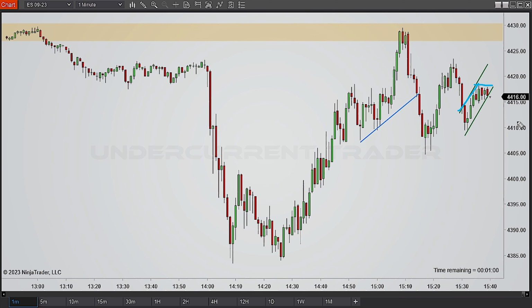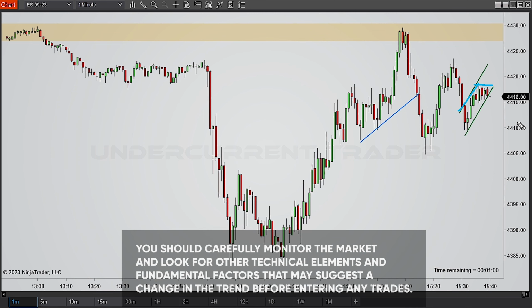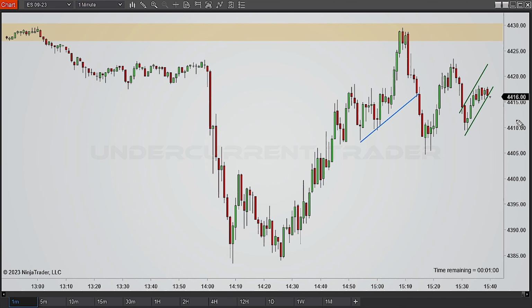This could reflect hesitation or a lack of confidence among traders to support the price at that specific level. In such cases, what you should do is carefully monitor the market and look for other technical elements and fundamental factors that may suggest a change in the trend before entering any trades. Again, guys, confirmations are the way to go in this game.